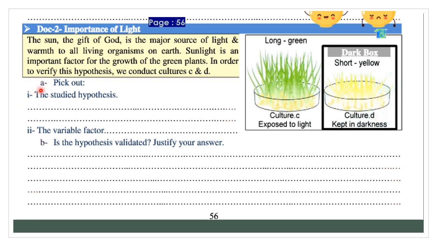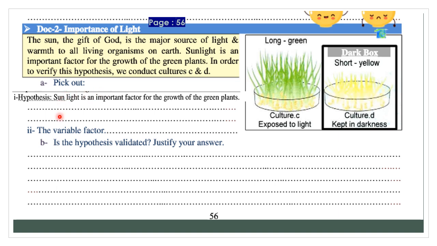Now, part A, pick out. As we mentioned before, when we say pick out, we just copy the sentence as it is in the given. Pick out the studied hypothesis. What's the hypothesis here? What's the hypothesis? Sunlight is important, or sunlight is an important factor for the growth of green plants. This is the hypothesis.